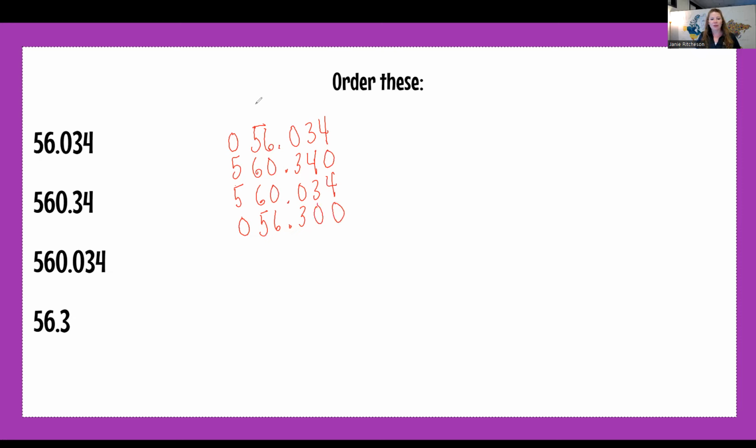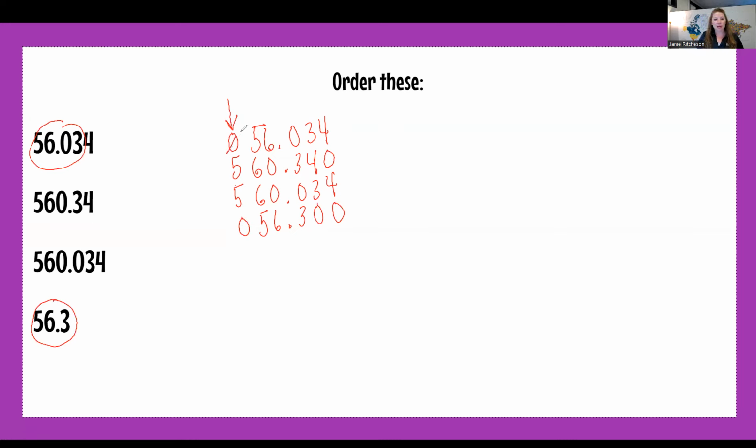Okay, so now the first thing we're going to do is compare the hundreds place. Well, since 0 is less than 5, we know that this number and this number, those are both the smallest numbers. So let's deal with those first.